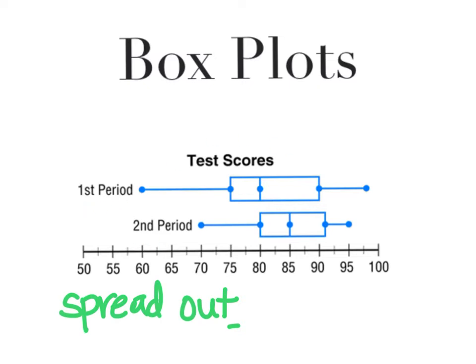If you take a look at the box plot that I have, some test scores from first period and second hour. If you look at first hour compared to second hour, you're going to see that the test scores in first hour are more spread out. They range from 60 is the lowest all the way to maybe about 97. So that's a big range. This is very spread out.